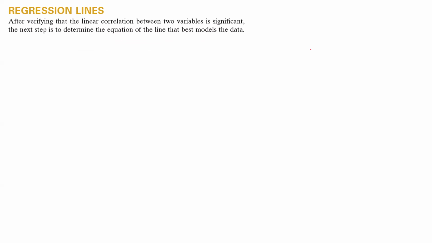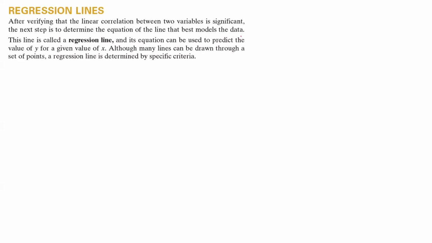Now that we talked about the correlation coefficient, we want to know what is the best line representing that line passing through the points. After verifying that you have a linear correlation between two variables and it is significant, the next step is to find that equation of the line that best models the data. This line is called regression line or line of best fit. And its equation can be used to predict, so this is the important part, to predict the value of y for a given value of x.